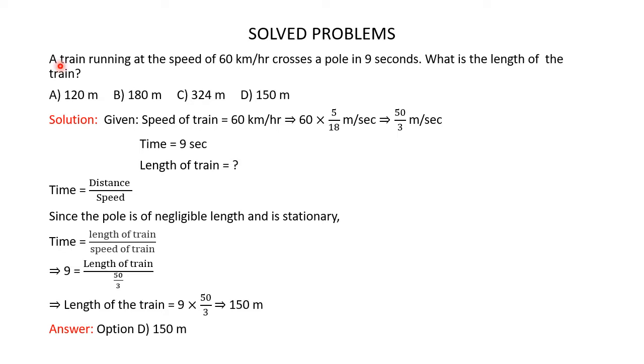A train running at a speed of 60 kilometers per hour crosses a pole in 9 seconds. What is the length of the train? You're given 4 options here and you have to find out which of these options is the correct one.